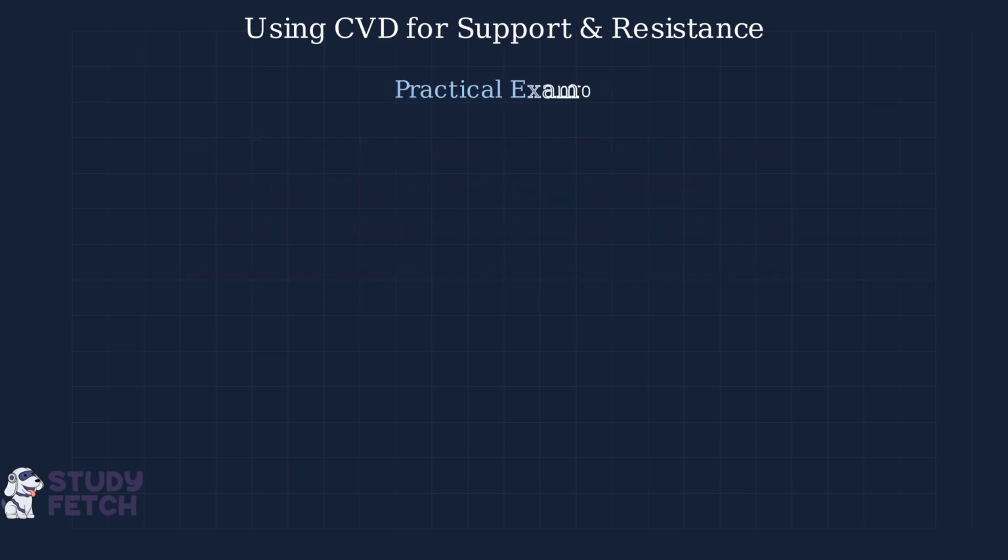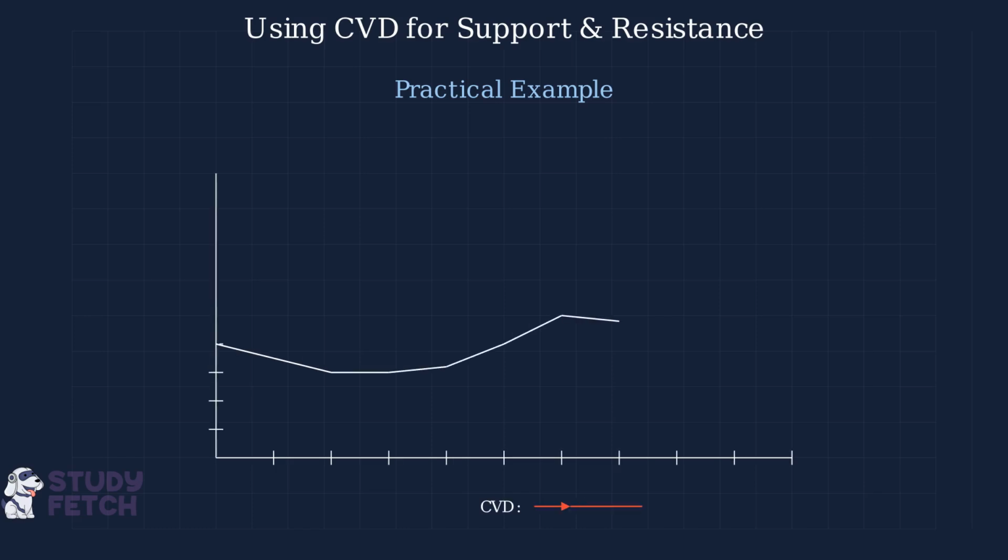Let's look at a practical example of using CVD to identify trade opportunities. Here we have a price chart with a corresponding CVD pattern below. The colored arrows represent the CVD trend. Notice this support level where price consolidated and CVD flattened before rising. This presents a favorable entry point with a strong risk-reward ratio.